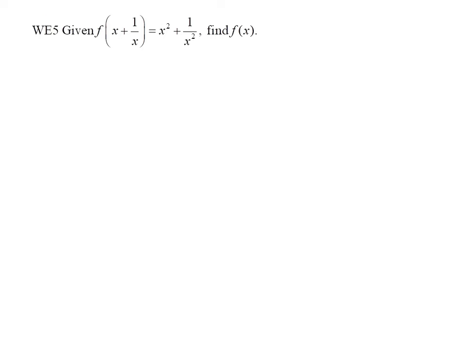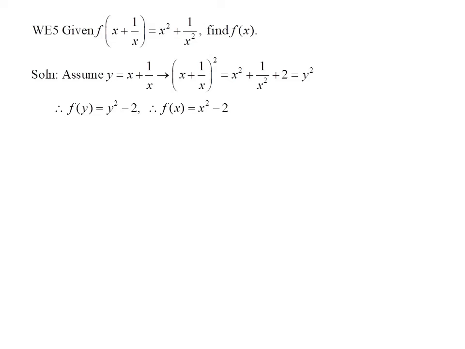Example 5 asks us to find the expression of f(x), given that f(x + 1/x) = x² + 1/x². After careful observation, we assume y = x + 1/x. Then we square both sides of the equation, which gives x² + 1/x² + 2 = y². Hence, f(y) = y² - 2, which is equivalent to f(x) = x² - 2.